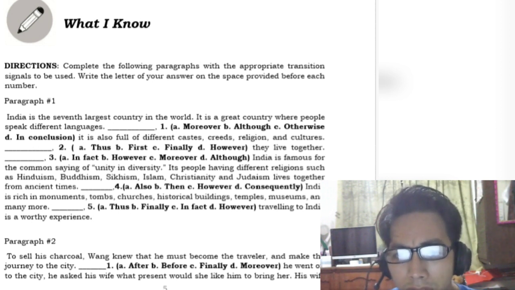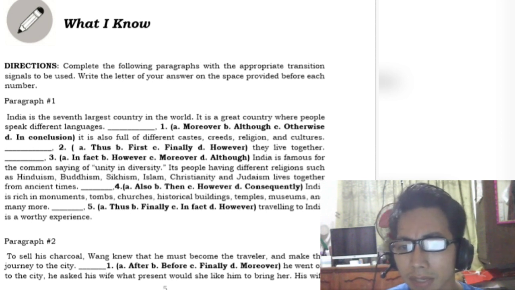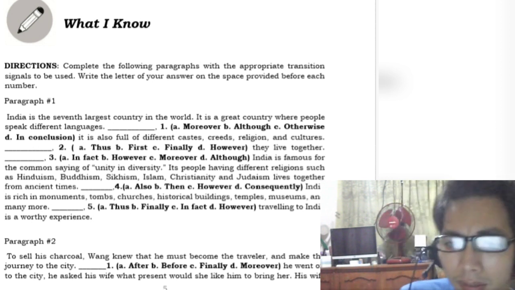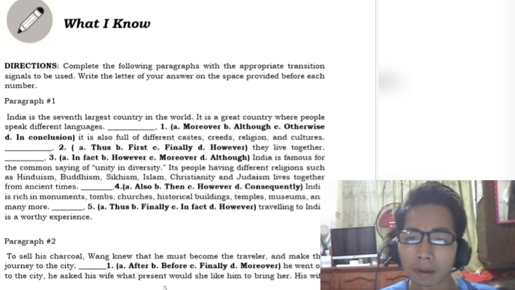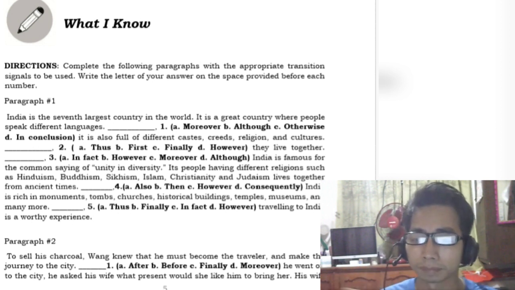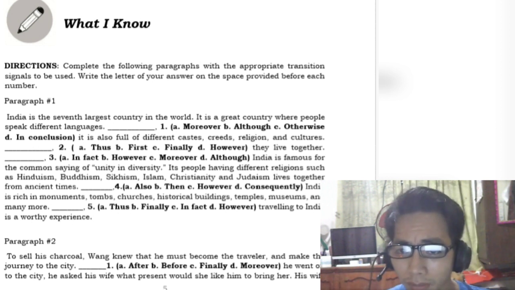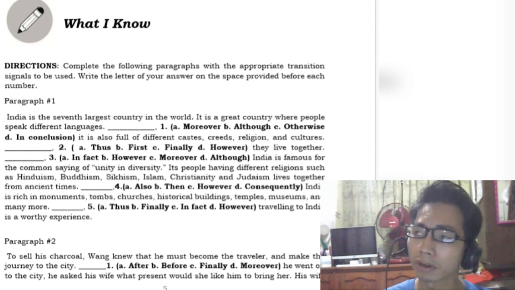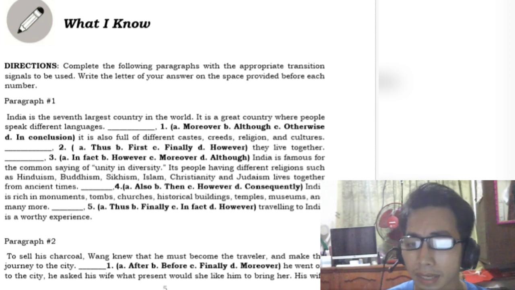And the second statement is also full of different castes, creeds, religion, and culture. So here we're going to put A moreover, B although, C otherwise, and letter D in conclusion. So I think the first statement and the second statement should be joined by, I think the correct answer is moreover. Why? Because moreover gives additional ideas of what the country India really is.